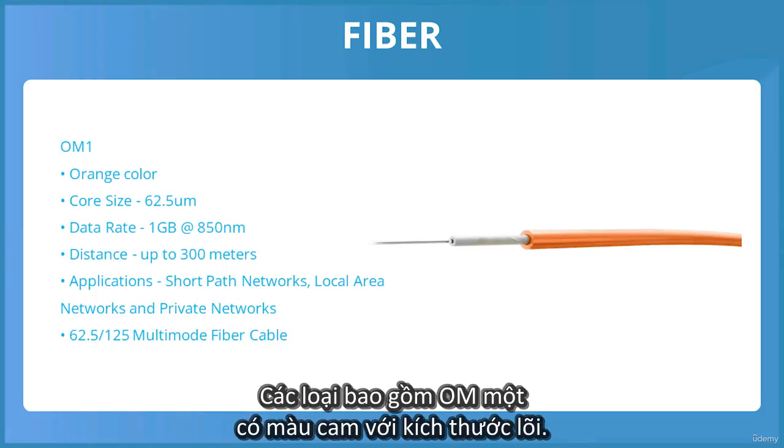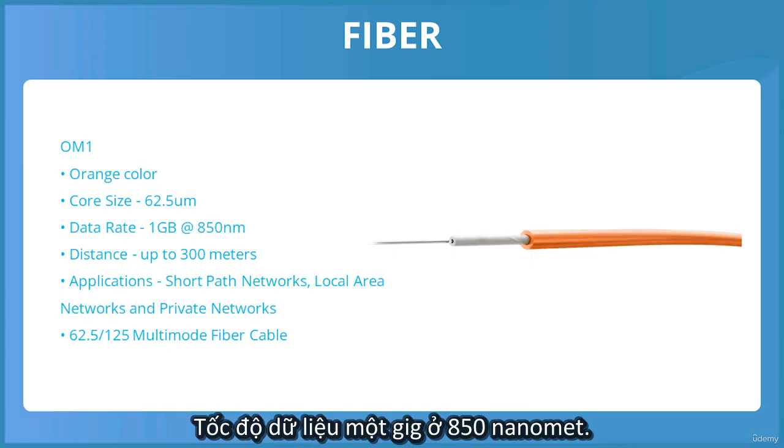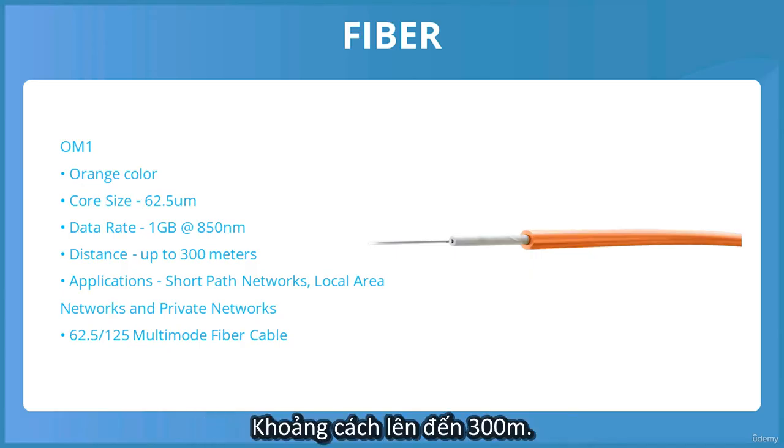Types include OM1, orange color, core size 62.5 microns, data rate 1 gig at 850 nanometers, distance up to 300 meters, applications, short path networks, local area networks, and private networks. 62.5/125 multimode fiber cable.